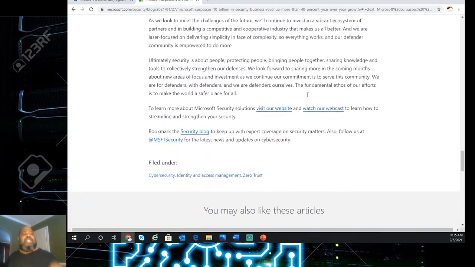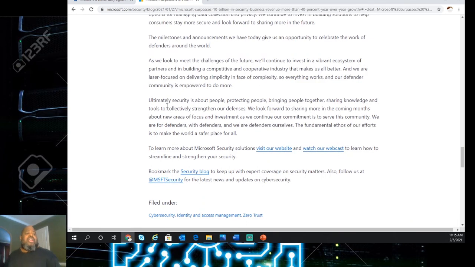Once again, I'm going to put this in the description box. Ultimately, security is about people, protecting people, bringing people together, sharing knowledge and tools, and collectively strengthening our defenses. Microsoft looks forward to sharing more information in the upcoming events about new areas of focus and investments.